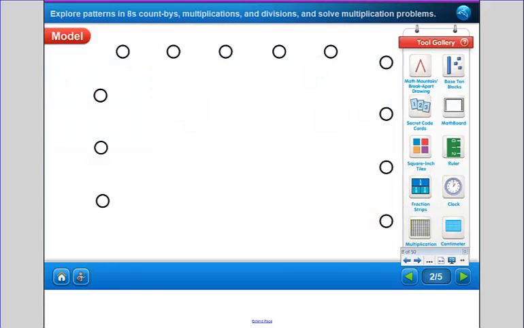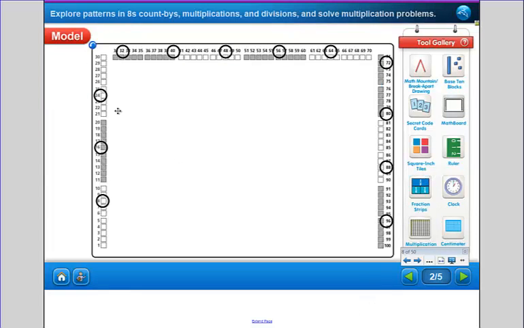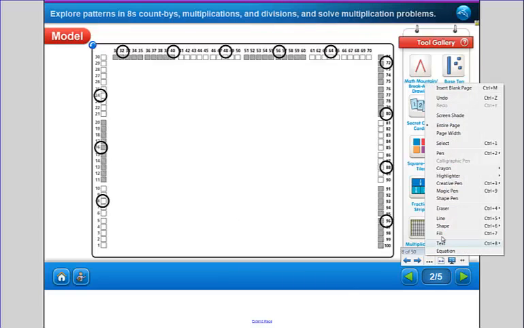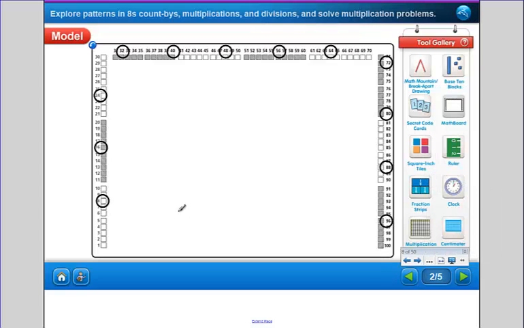First part, modeling. Uh-oh, where did my math board go? Here we go. Oh, good. The circles stayed in their spots. So if you'll count with me, we have 1 times 8 is 8, 2 times 8 is 16, 3 times 8 is 24, 4 times 8 is 32, 40, 48, 56, 8 times 8 is 64, 9 times 8 is 72, 10 times 8 is 80, 11 times 8 is 88, and 12 times 8 is 96.